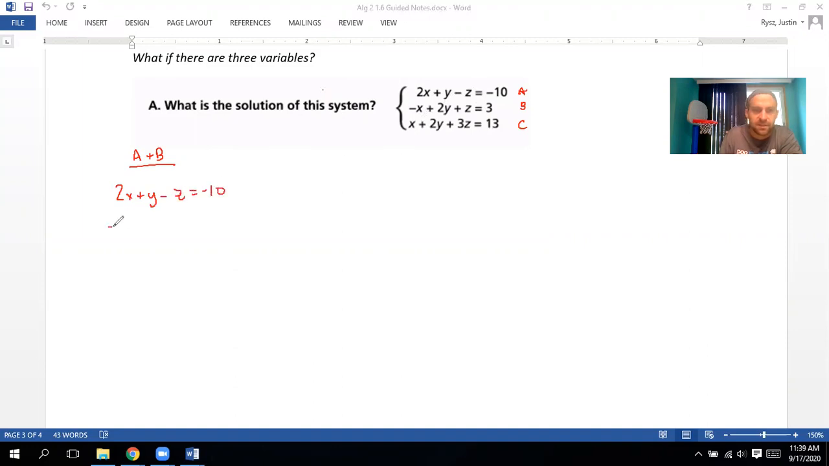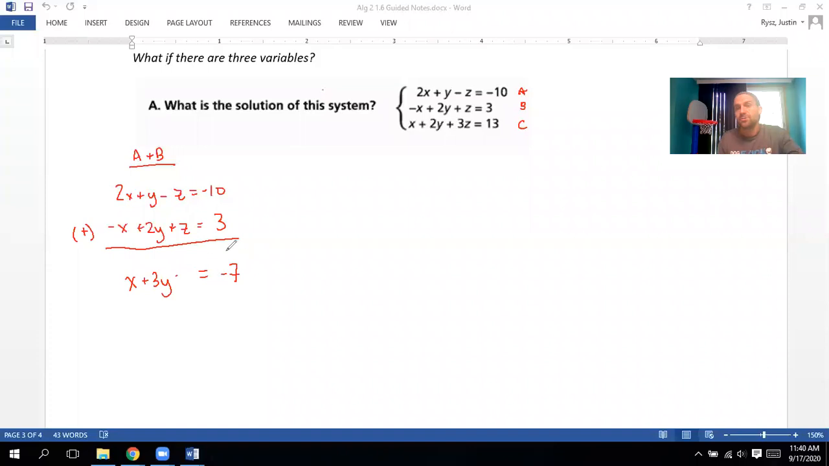And then B here is -x plus 2y plus z equals 3. So that's already stacked up to eliminate the z's. I'm going to add them together, and I'm going to get, let's see, 2x plus -x is just 1x. Y plus 2y is 3y. The z's are eliminated. So again, -10 plus 3 equals -7.